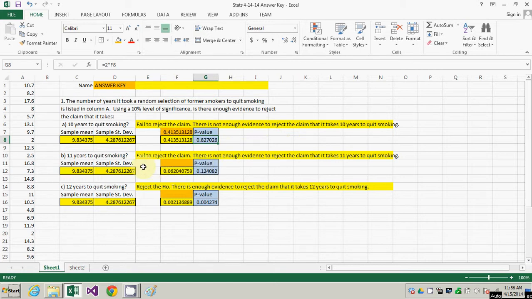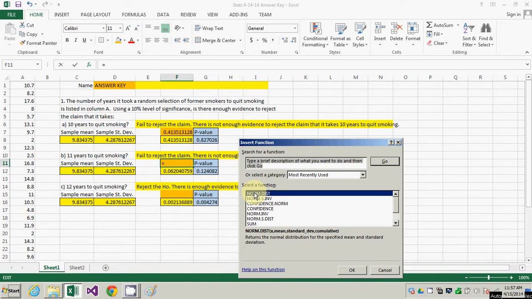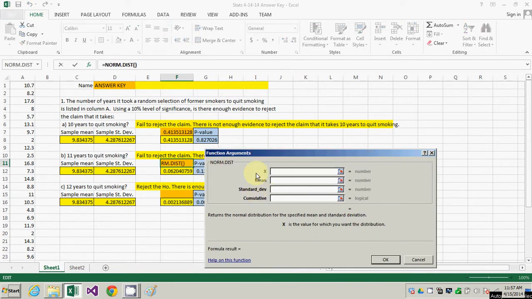Okay. For part B, it's exactly the same thing for the sample mean and the sample standard deviation. And we'll go over the norm.dist function again being used. As you can see, it turns out to be approximately 6%. Choosing that same function, norm.dist, we have the value for x bar is in cell C12. The mean now is 11, as stated in part B of the problem.